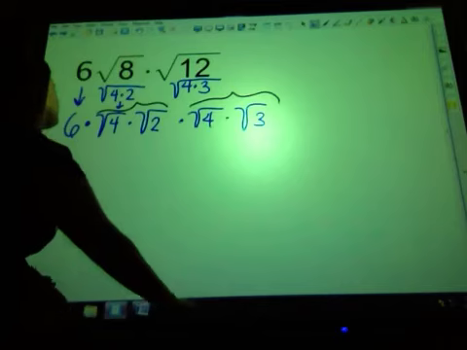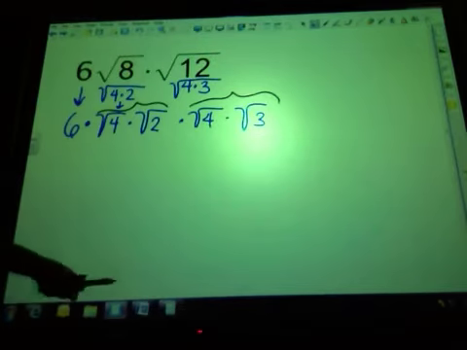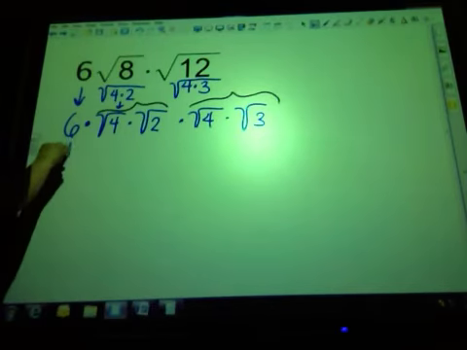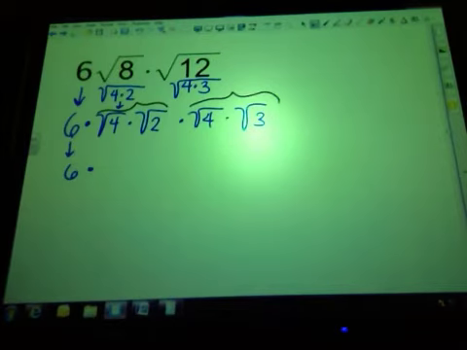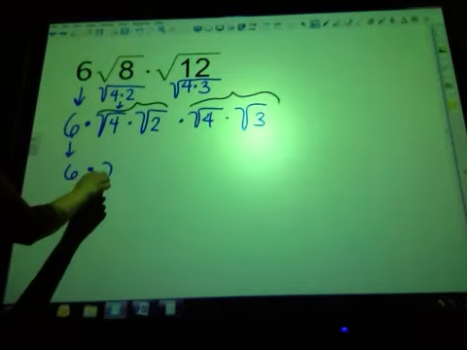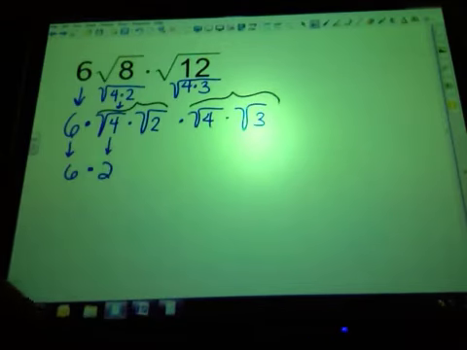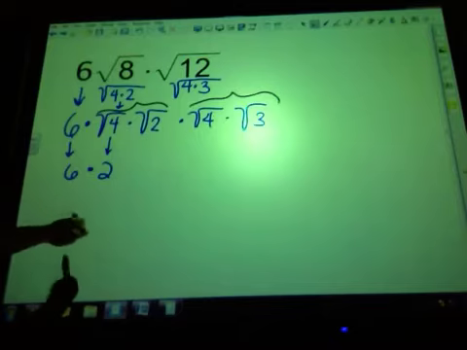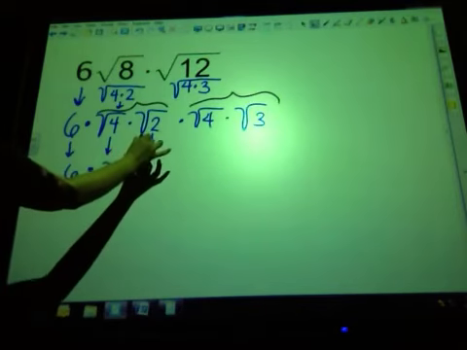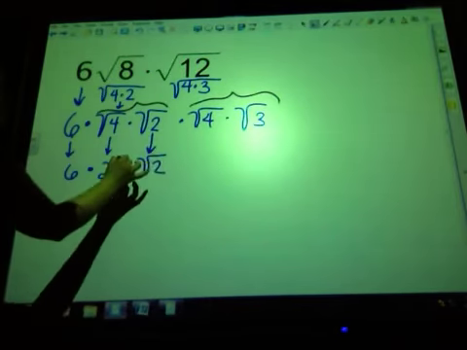Now I'm going to leave the 6 the same. I can't do anything with it yet. Then I just go one by one and see if I can break them down. Square root of 4 is 2, so I write that there. That square root of 4 turned into a 2. You'll notice that its square root sign totally disappeared. I can't do square root of 2, so I have to rewrite the whole square root of 2.